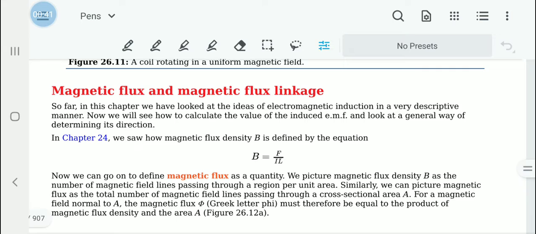We know that magnetic flux density was defined as F upon IL. Now we are going to define the magnetic flux as a quantity. So we have to imagine the magnetic flux density to be the number of magnetic field lines passing through a particular area, through that region. Magnetic flux is the total number of magnetic field lines passing a particular area, a cross-sectional area.